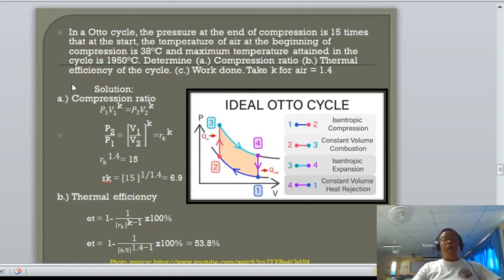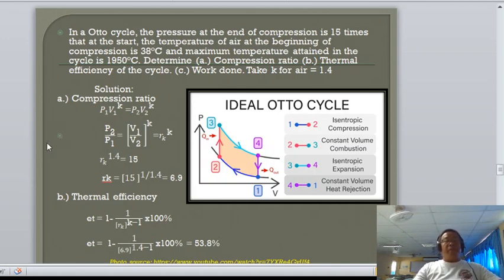So, how are we now going to determine the compression ratio? From the basic equation, we know that the compression is isentropic. So, the equation is PV raised to k is equal to constant. Substituting now from 1 to 2: P sub 1 V sub 1 raised to k is equal to P sub 2 V sub 2 raised to k. And getting now the ratio of the pressure, that is equal to the compression ratio raised to k, where the compression ratio, substituting all the values, will become 6.9. Okay?